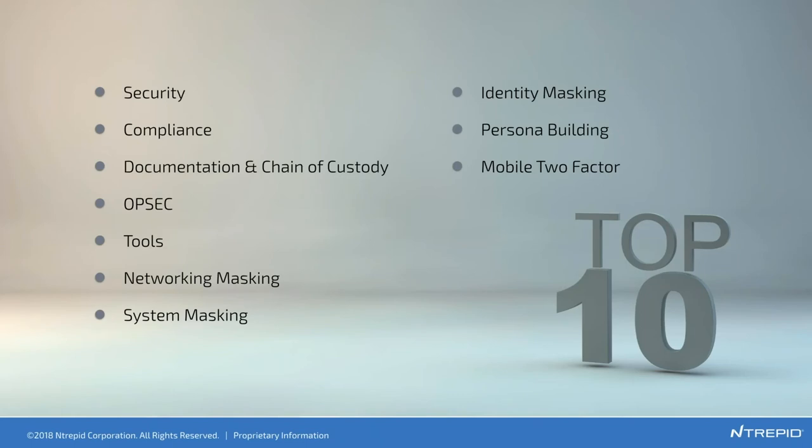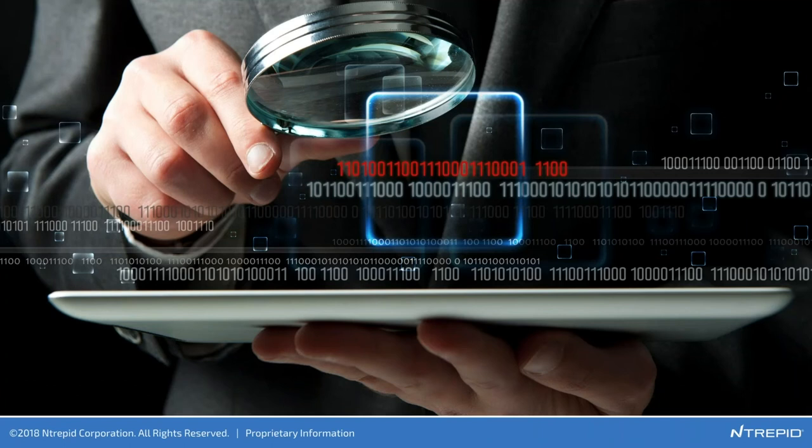So that's the top 10 things. So security compliance, chain of custody, OPSEC tools, network masking, system masking, identity masking, persona building, and mobile and two-factor authentication support. If you think about all 10 of those and get an answer and a solution to each of those, I think you're going to be a long way ahead in your investigations. So at the end of the day, there's a lot similar about online and conventional investigations. Right? Many of the same practices and techniques still apply, but it introduced lots of new ways for things to go wrong that a lot of people aren't as familiar with.